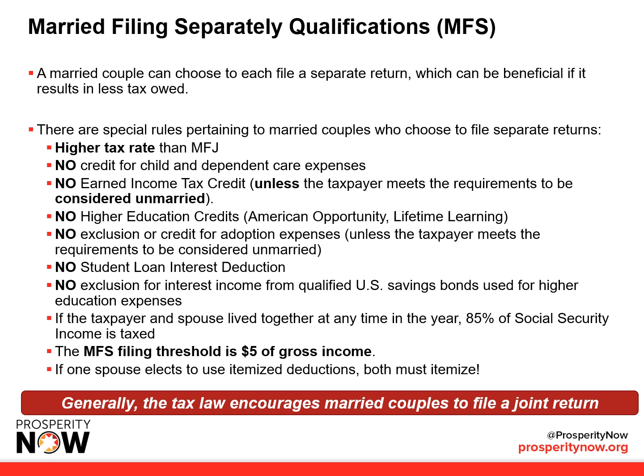The married filing separately threshold is $5 of gross income, and if the taxpayer and spouse live together at any time in the year, 85% of Social Security income is taxed. On top of that, if one spouse elects to use itemized deductions, both must itemize. Generally, the tax law encourages married couples to file a joint return for these reasons.